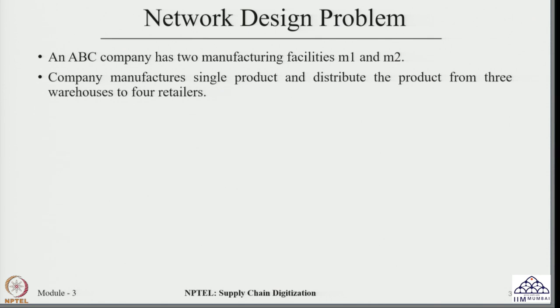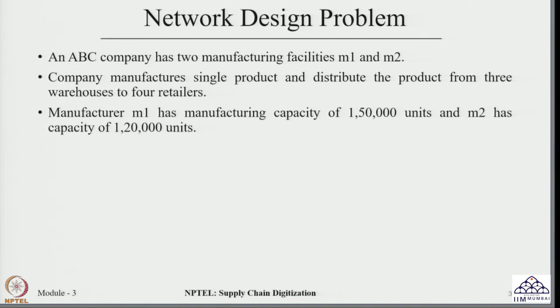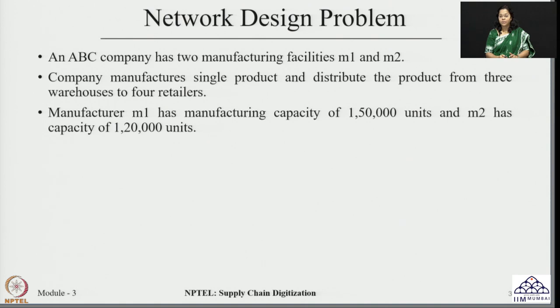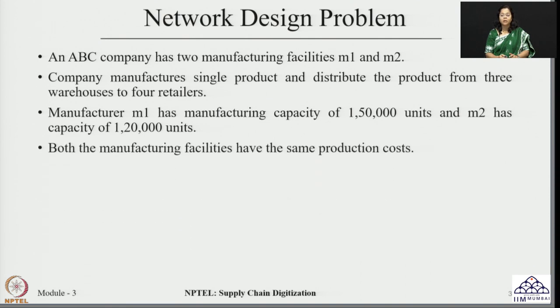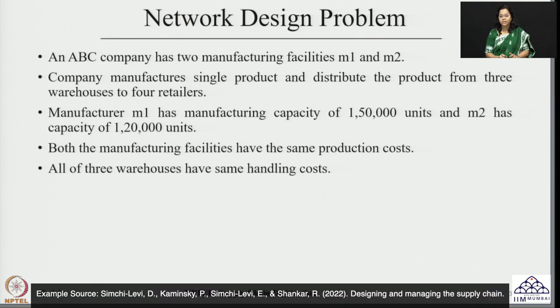So the problem was all about a company which is using two manufacturing facilities, three warehouses and four retailers to distribute a single product. Both manufacturing capacities have a limit: manufacturer 1 cannot supply more than 150,000 units and manufacturer 2 cannot supply more than 120,000 units. The production cost is assumed to be the same for both manufacturing facilities. Similarly, all three warehouses have the same handling cost. So these are some strong assumptions with respect to the supply chain network under consideration.